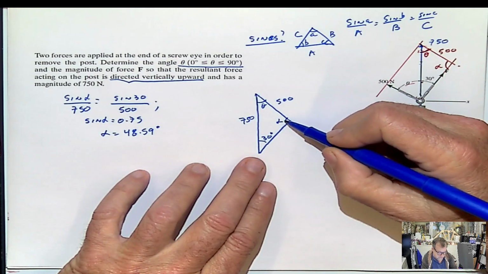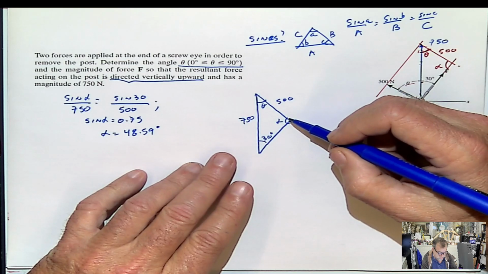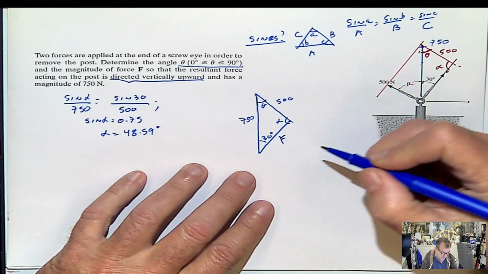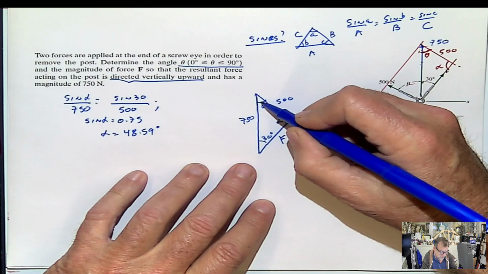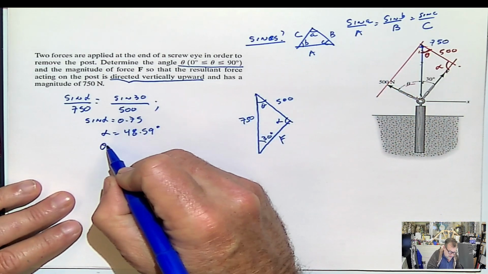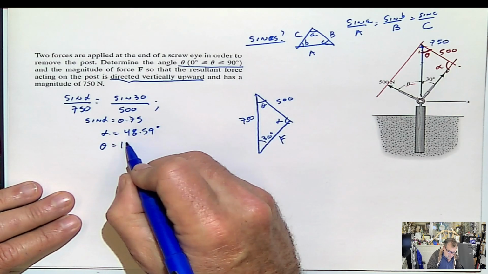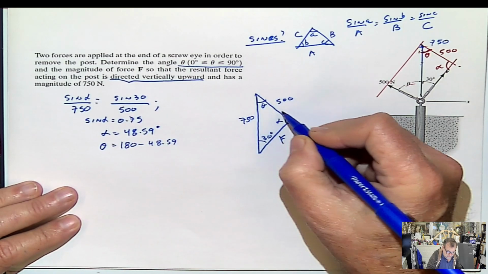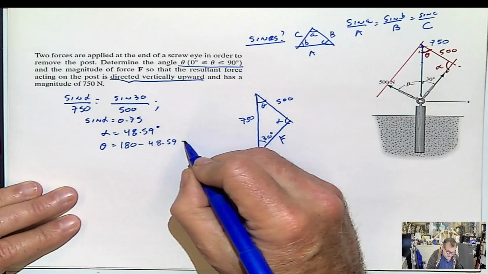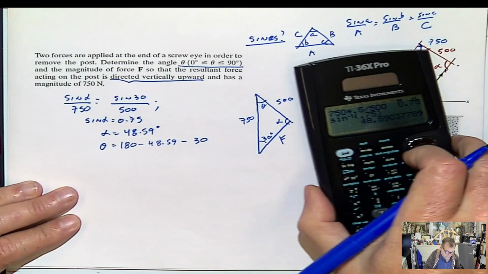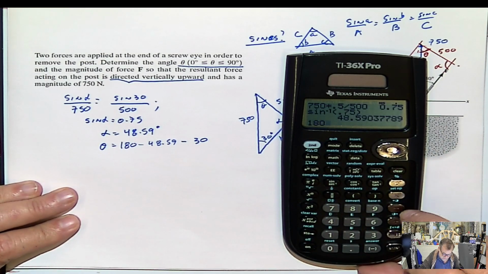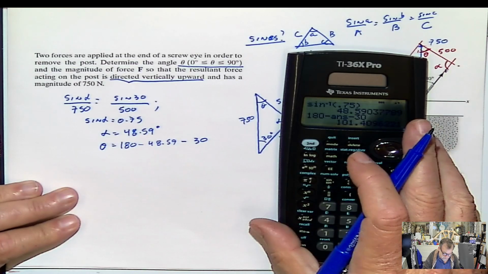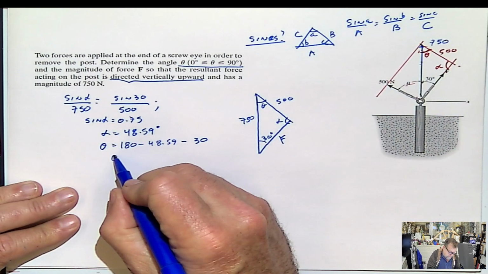So once you know this angle, basically you can just go and solve for the other force that we are needing, which is this force. Because if I know this angle, I can calculate that angle. So if I know that angle, theta will be equal to 180 minus 48.59, because the sum of these three has to be 180, right? Minus 30, and that angle will be 101.41.